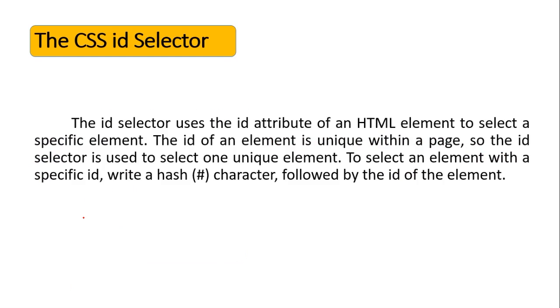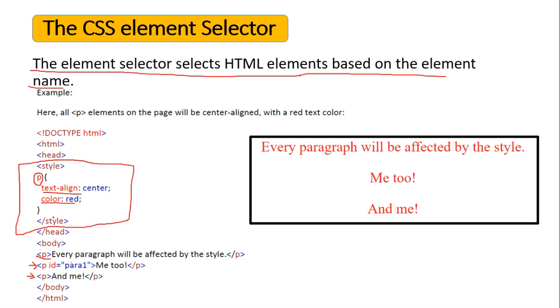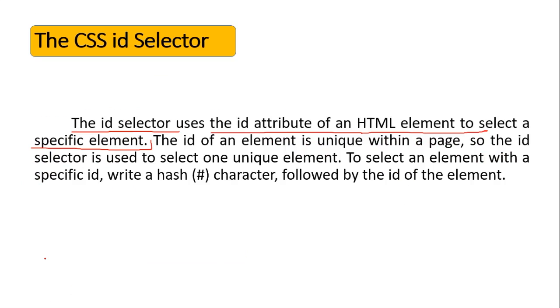After that, we have the CSS ID selector. The CSS ID selector uses the ID attribute of an HTML element to select a specific element. Suppose you have two different paragraphs like this, and one has an ID while the other does not. With the help of this ID, we can style it differently, which we will see now. The ID selector uses the ID attribute of an HTML element to select a specific element.